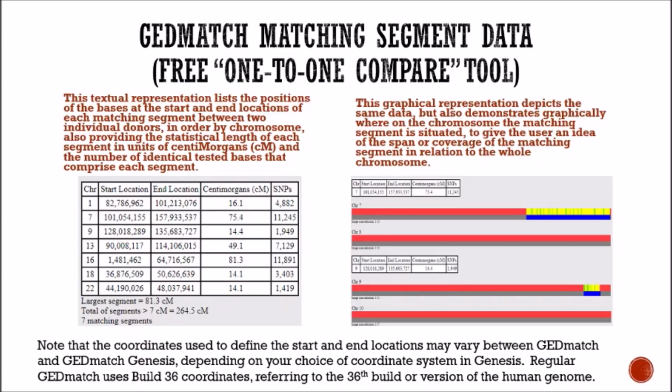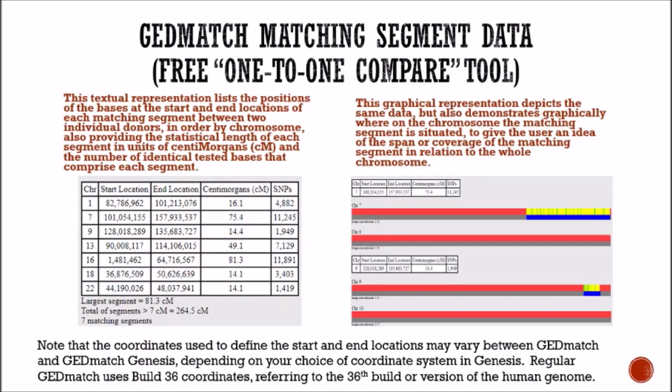And those are just coordinates that were designed when they put all the genes in a row on a particular chromosome and tried to give each one a position based on their current understanding of how many genes are on the chromosome. Each time, build 36 means it's like the 36th time they tried. It's just like version 3.6, you know. So that's what build means.